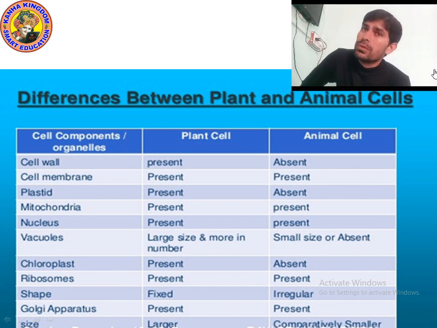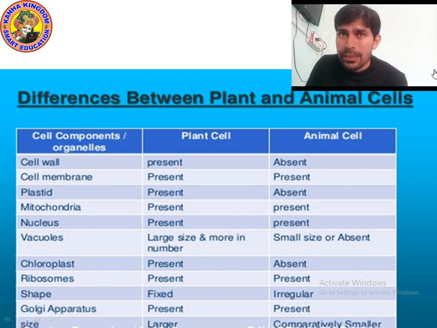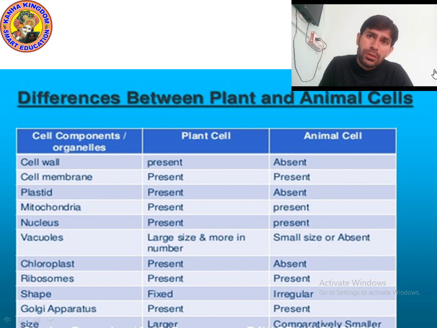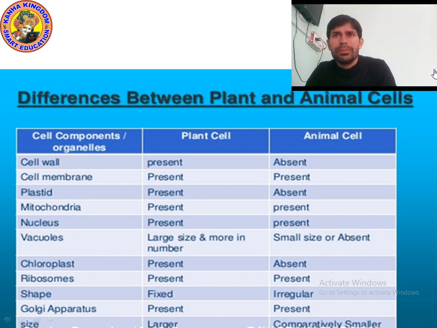So cell wall, cell membrane, plastid, mitochondria, nucleus, vacuole, chloroplast, ribosome, shape, Golgi body, size. I have written all these. So let's talk one by one. Let's talk about the cell wall. Cell wall is present in plant cell but absent in animal cell. Next is cell membrane. Cell membrane is present in both. It is also present in plant cell and animal cell. Plastid is present in plant cell but absent in animal cell.